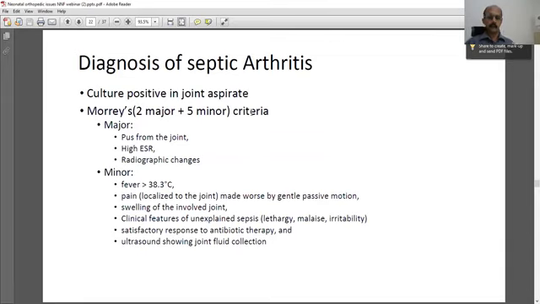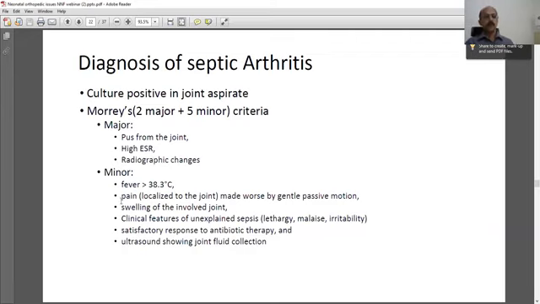The major criteria are aspirated pus from the joint, a high ESR, and radiographic changes suggestive of septic arthritis, like osteolytic lesions or joint effusions or synovial thickenings. Synovial thickening is later, but joint effusions and surrounding soft tissue edema come earlier.